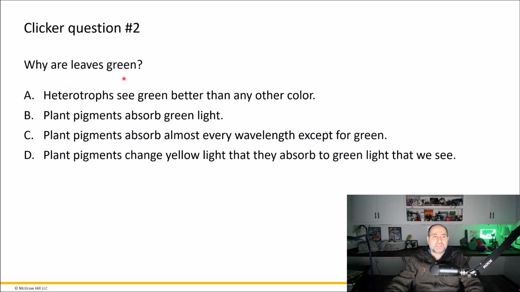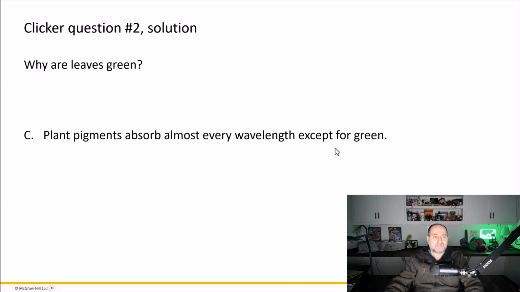And that leads us to clicker question number 2. Why are leaves green? So again, heterotrophs see green better? Nope. Plant pigments absorb green light? No. Remember, they do not absorb green light. Plant pigments absorb almost every wavelength except for green. That is the answer C.